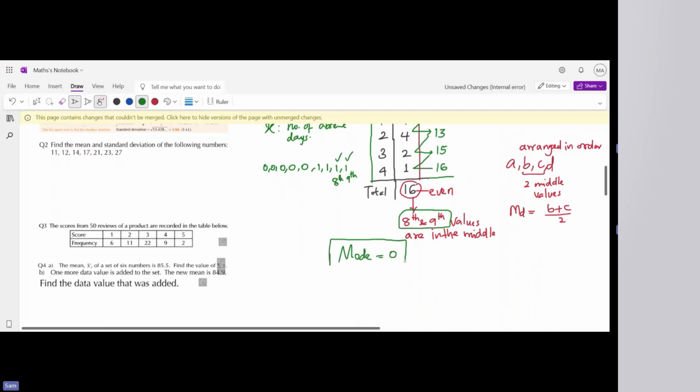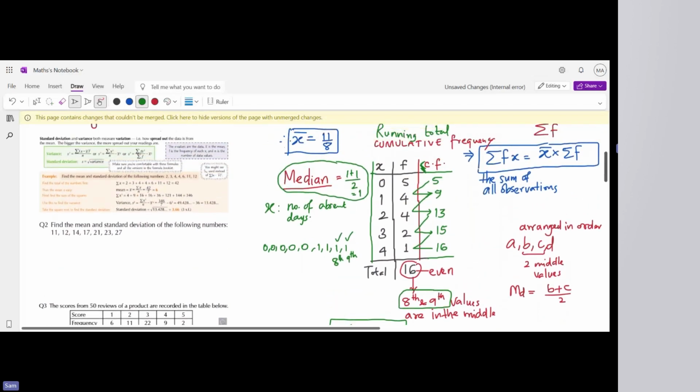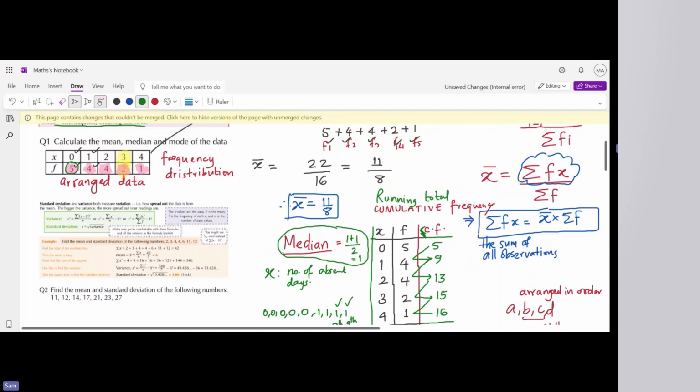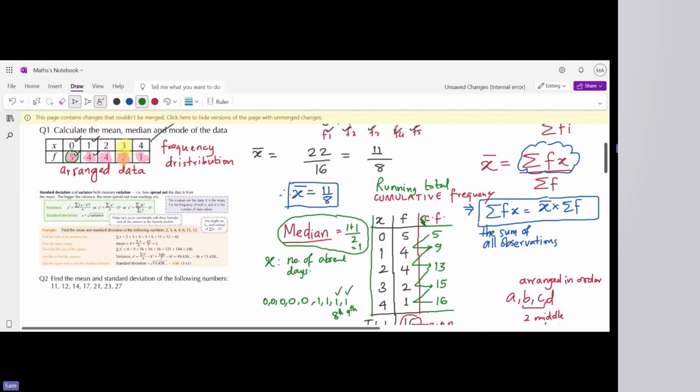Mode is not 5. Mode is the value corresponding to the highest frequency. The word corresponding is very important. The value corresponding to maximum frequency. So the value that corresponds to maximum frequency is 0, and therefore the mode is 0. All right, clear?